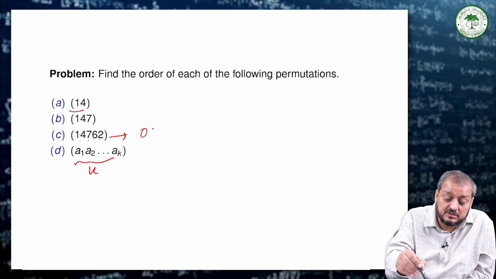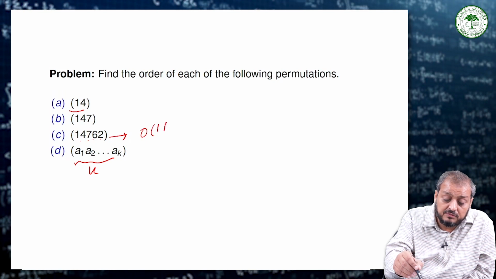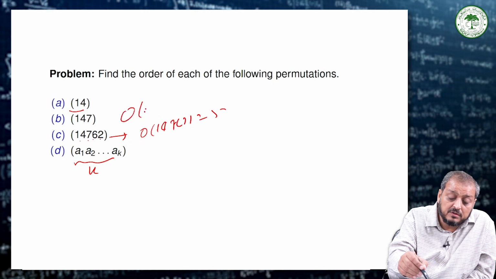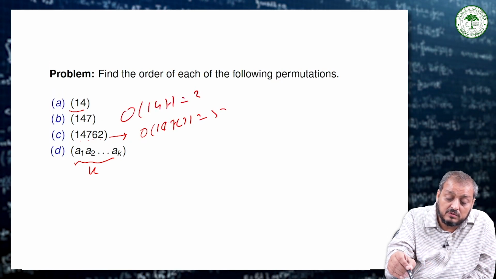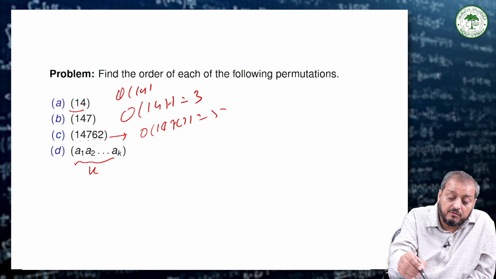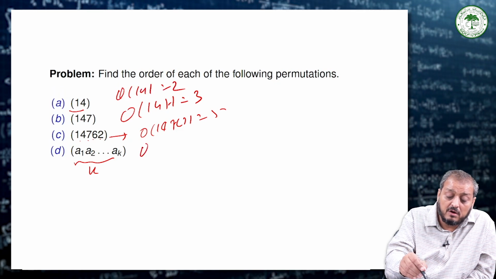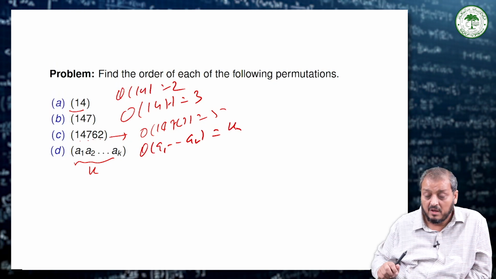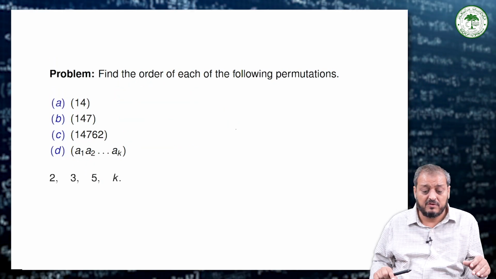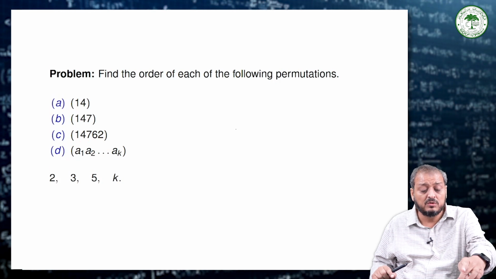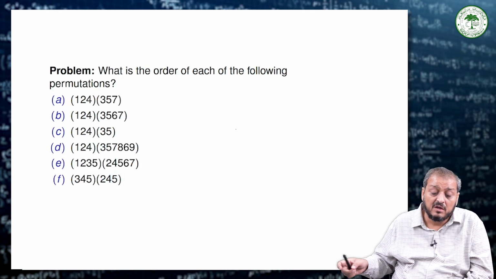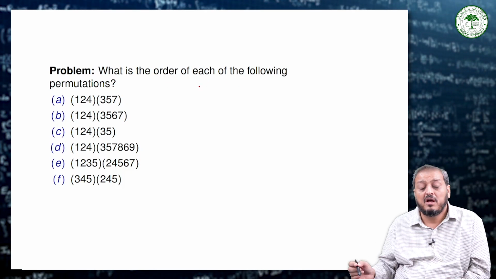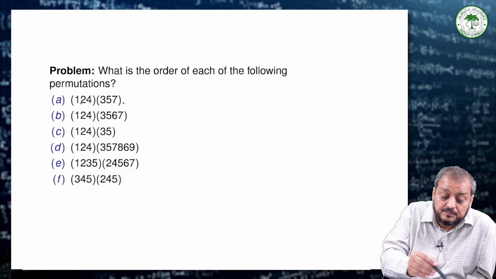So the order of 1 4 7 6 2 is 5, the order of 1 4 7 is 3, the order of 1 4 is 2, and the order of a1 up to ak is k. So by the theorem we can simply say that if we have cycles of lengths 2, 3, 5 and k, these are the orders. Now, what is the order of each of the following permutations?